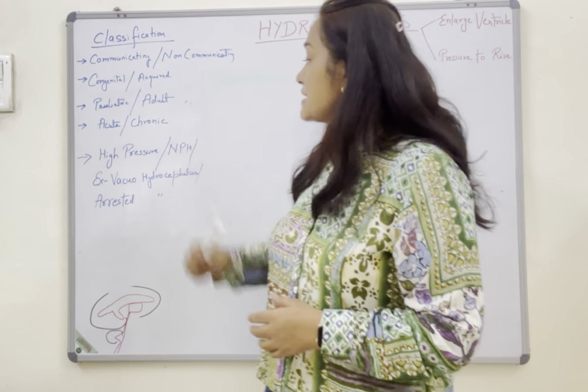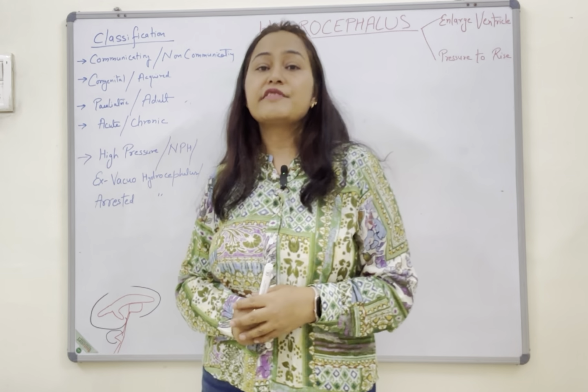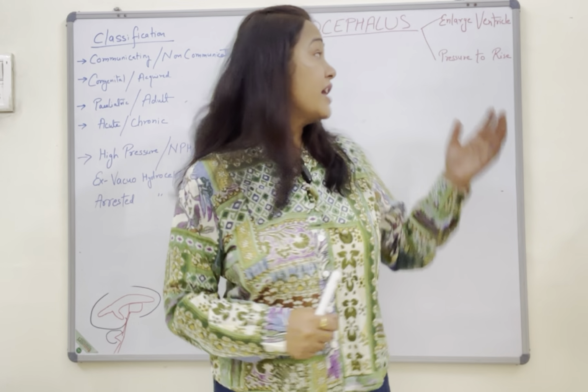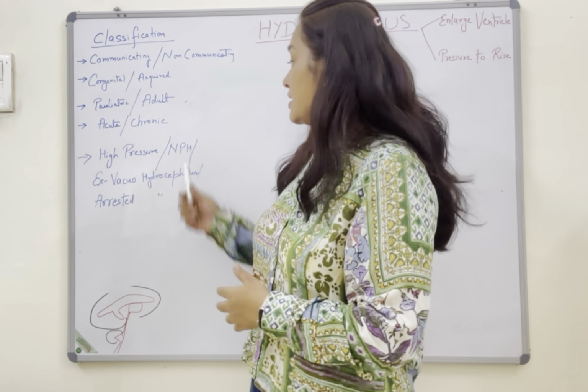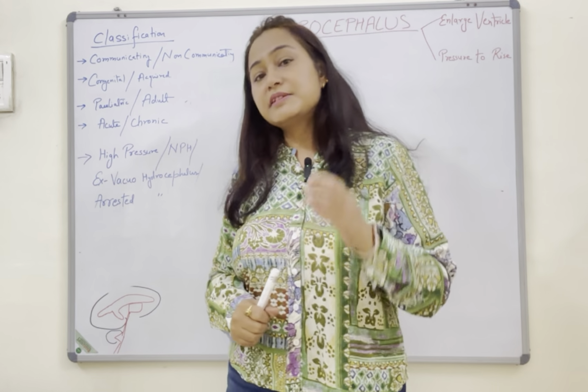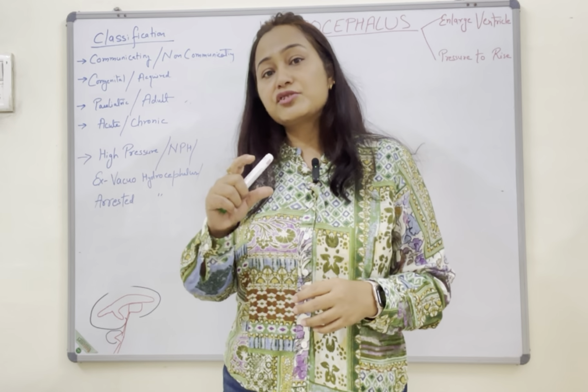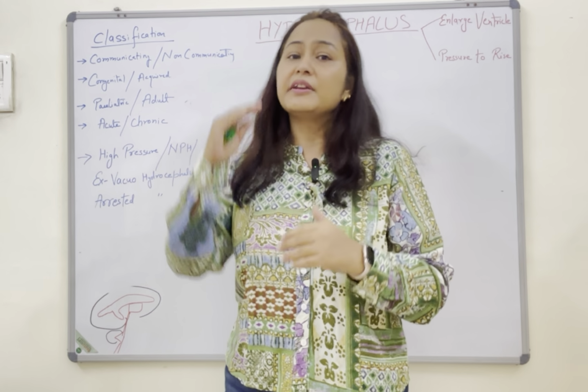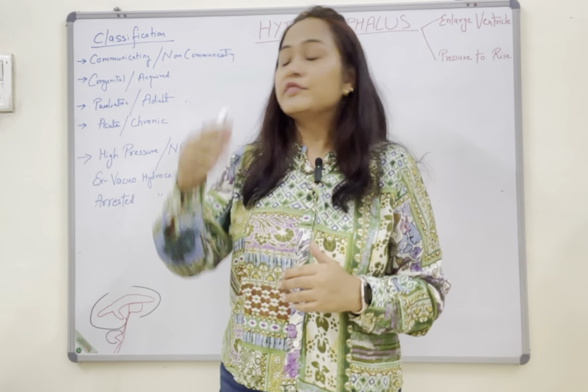Then what is high pressure? It is high pressure hydrocephalus. That means ventricles are enlarged and the pressure is also raised. Then normal pressure hydrocephalus means ventricles are only enlarged and the pressure is within the normal limit. It may be at the higher side of the normal limit.